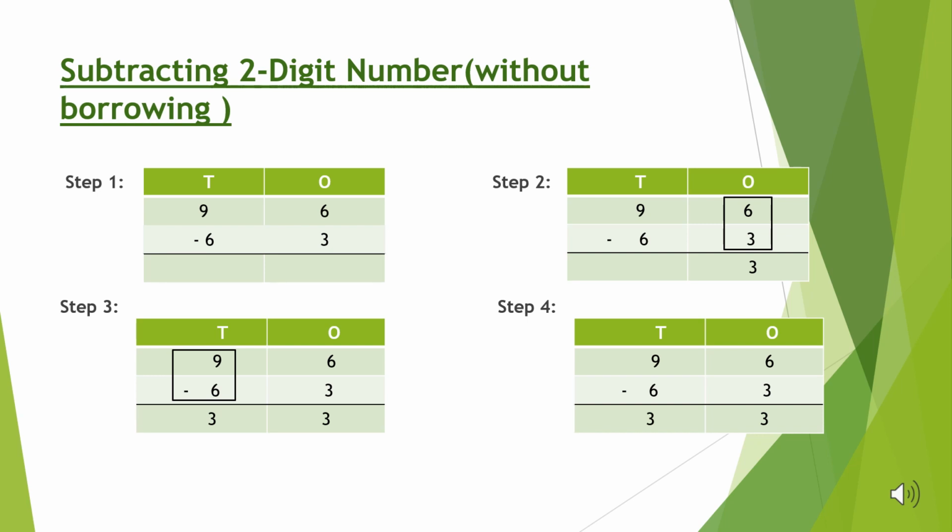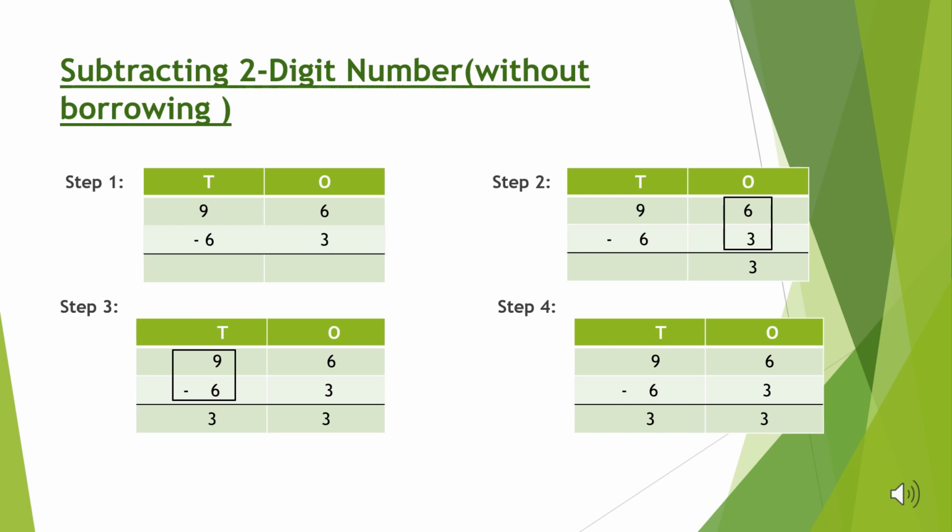We always start subtraction from the rightmost column, just like we do in addition. So, first we will subtract the numbers in the ones column. 6 minus 3 is equal to 3 ones. Now, we will write the 3 under the ones column.